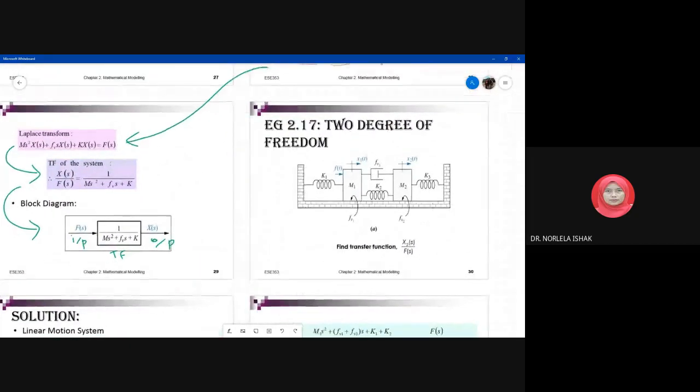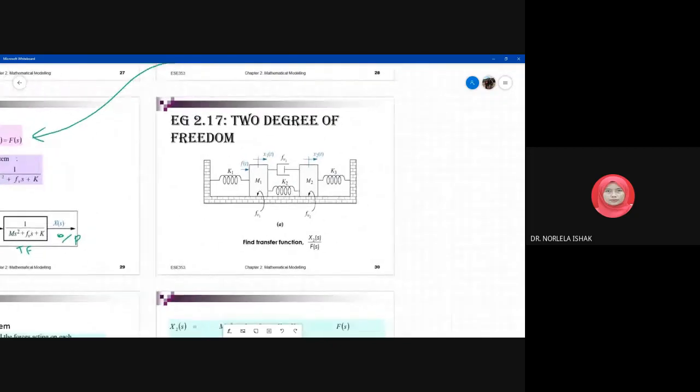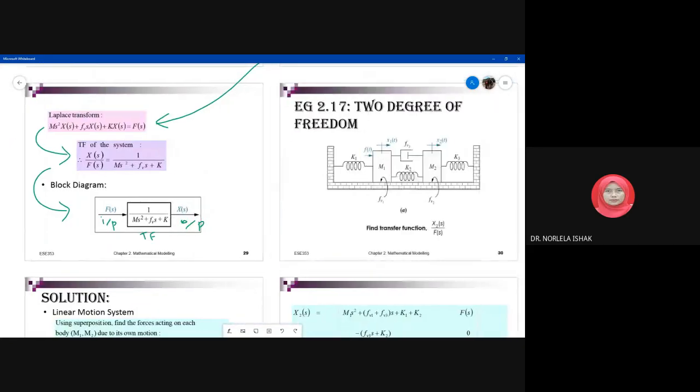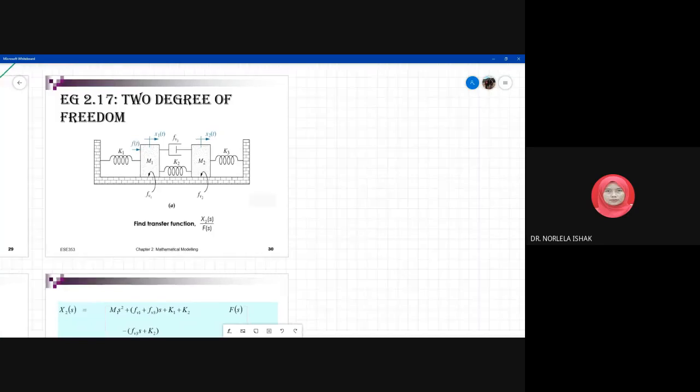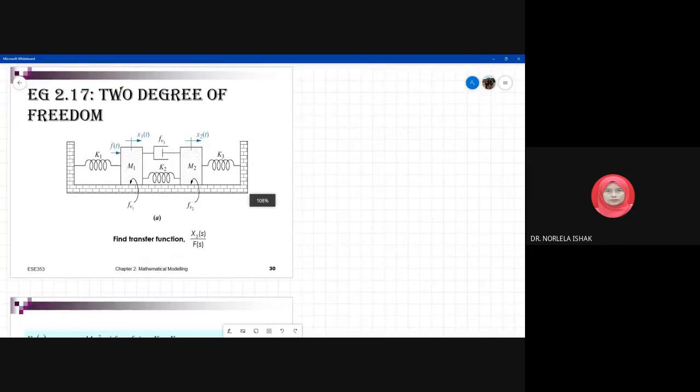So how about this one? Who can make this equation? Wait, wait, wait. Okay, who wants to try to solve this example?